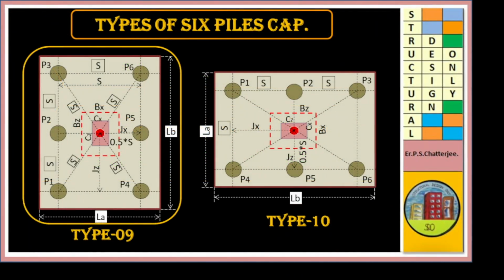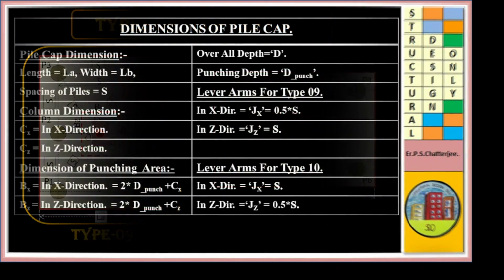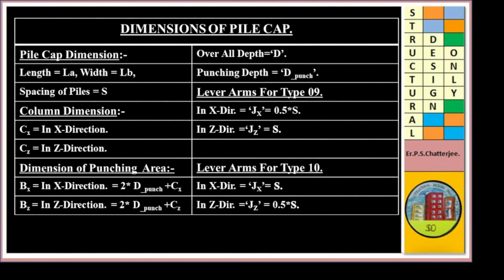Types of 6 pile cap. Type 9 in Z direction, type 10 in X direction. Dimension of pile cap: length LA, width LB. Spacing of pile S. Column dimension, CX in X direction, CZ in Z direction.